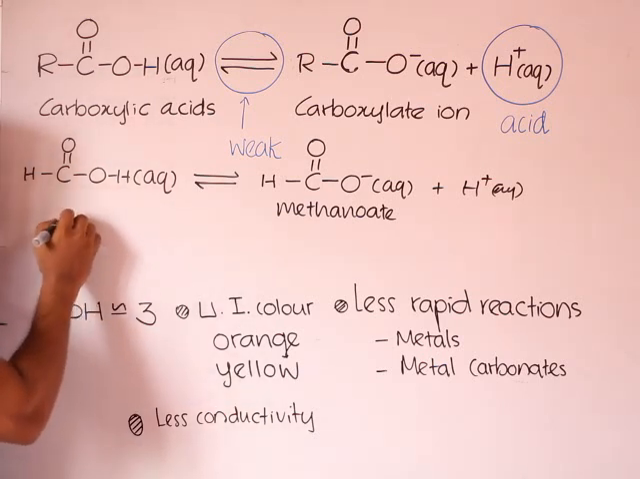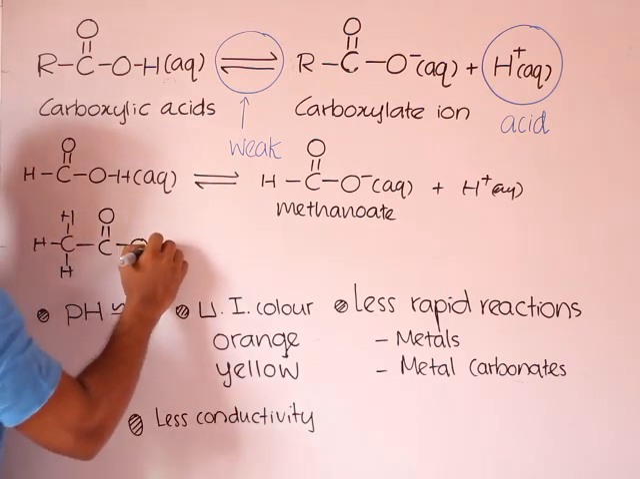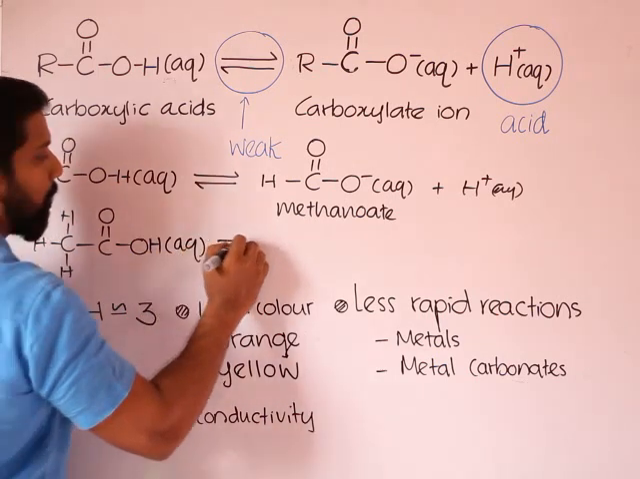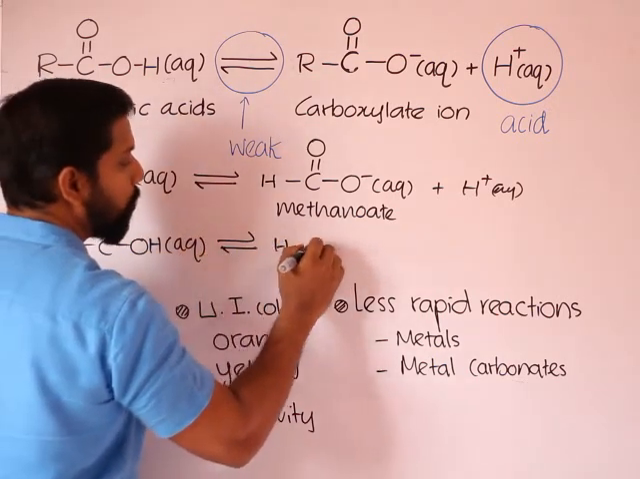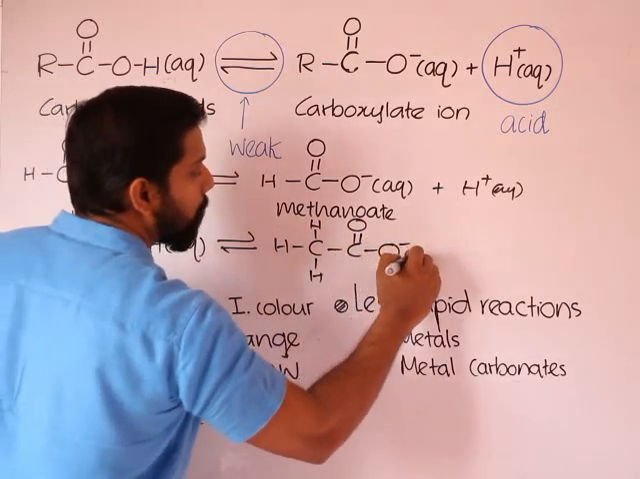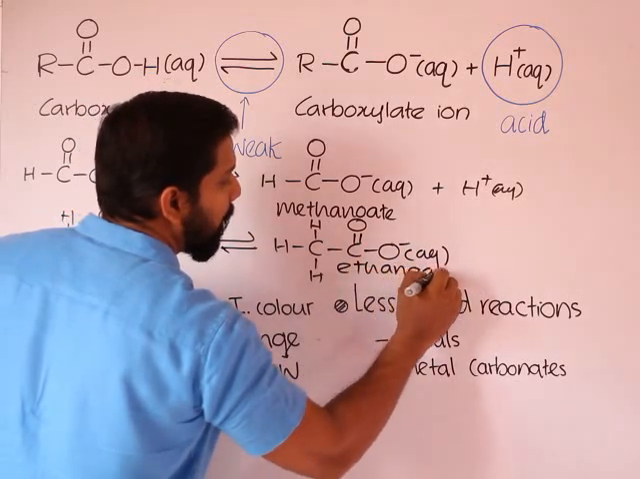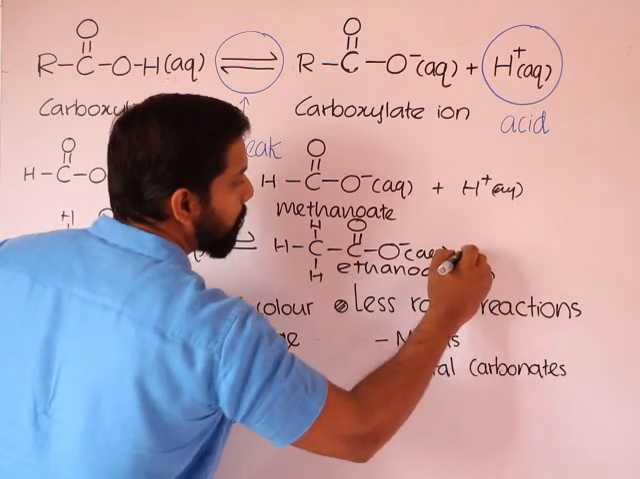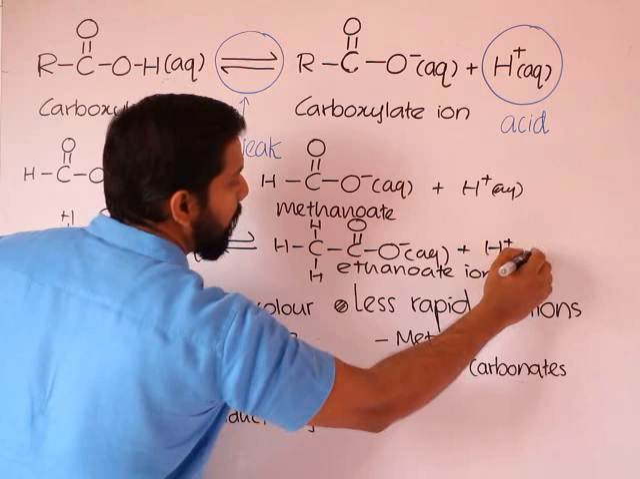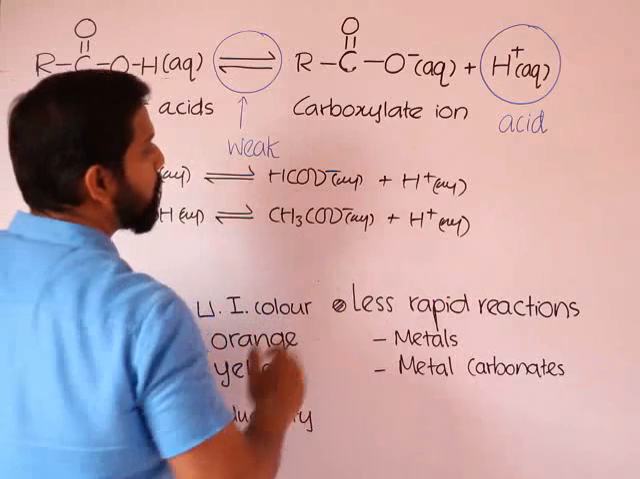Let me take ethanoic acid as an example. It will dissociate to give you ethanoate ion, and H plus. Here are the two reactions again written in condensed formulae. Methanoic acid, methanoate, H plus; ethanoic acid, ethanoate, H plus.